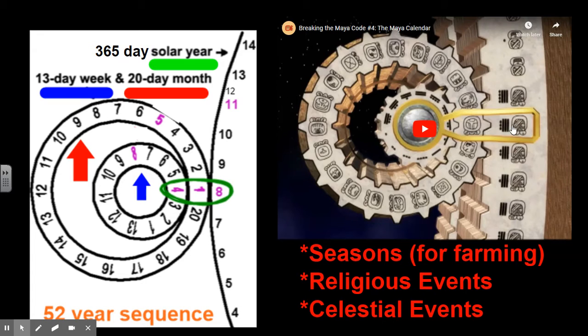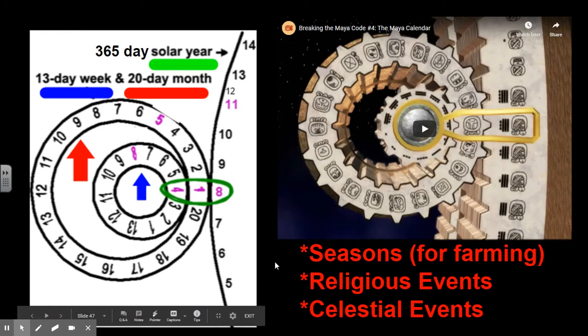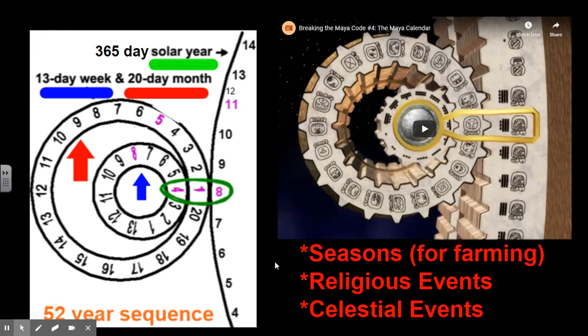So that pattern of images does not repeat again. You wouldn't see the numbers 4, 1, and 8 match up like this for another 52 years. That's why at the bottom of this box it says 52-year sequence, because this particular grouping of images is not going to come back around for 52 years, which is pretty interesting.